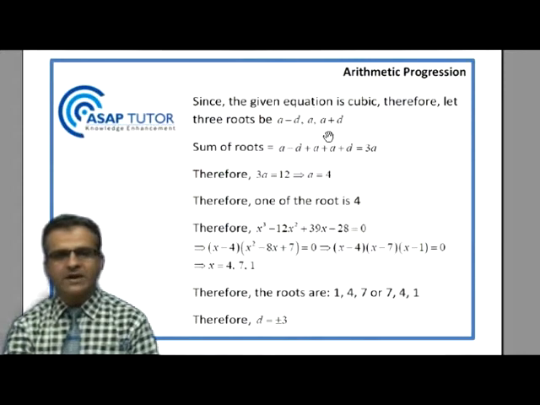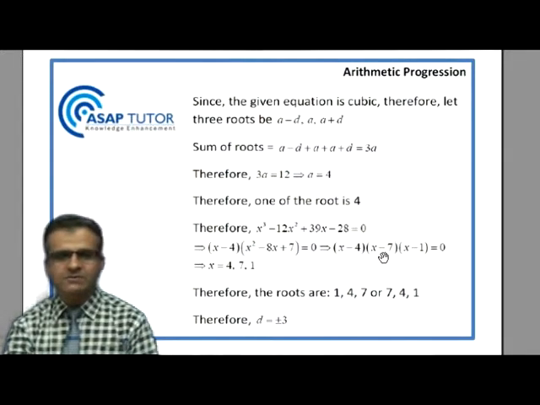So therefore one of the roots is a, because a is one of the roots. So if one of the roots is 4, then x minus 4 will be a factor of the given cubic expression. So we can divide this x cube minus 12x square plus 39x minus 28 by x minus 4. So we'll get x square minus 8x plus 7. So therefore x minus 4 into x square minus 8x plus 7 is equal to 0.